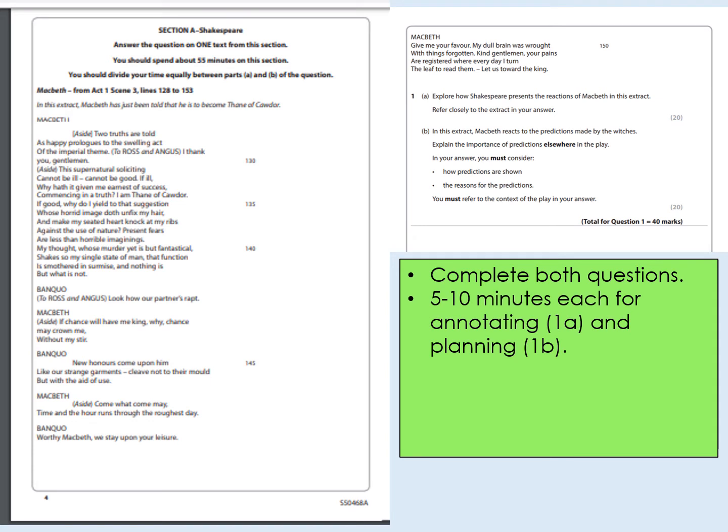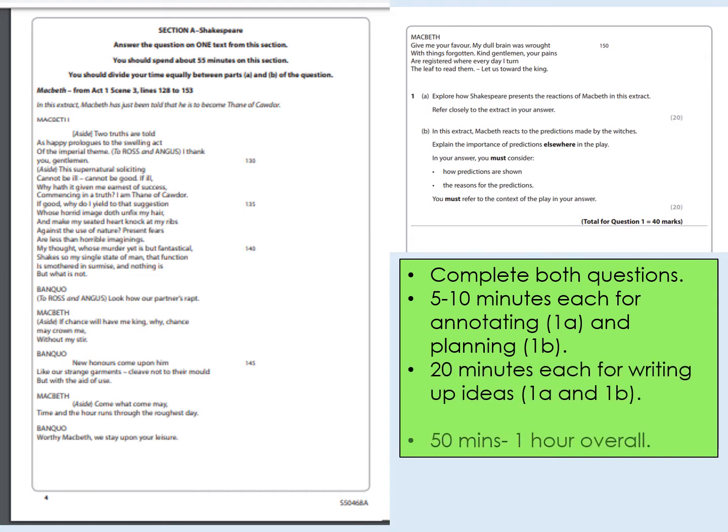Okay, you might decide to, in your actual mock, spend about 5 to 10 minutes annotating for 1A, so labeling up the extract with all the things that help you answer the question, the quotations and the techniques you notice in there, and then maybe bullet point planning some ideas that you can talk about the whole play in regards to the theme they give you for 1B, and make sure you spend at least 20 minutes writing up that answer. I recommend at least 3 paragraphs on both questions this time.